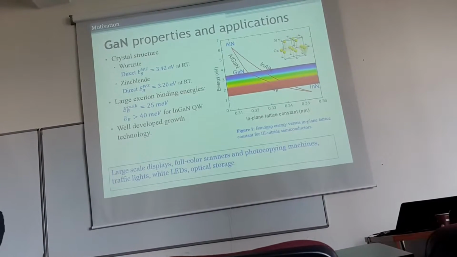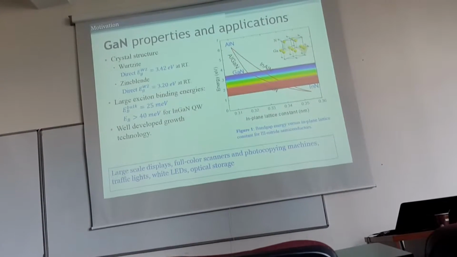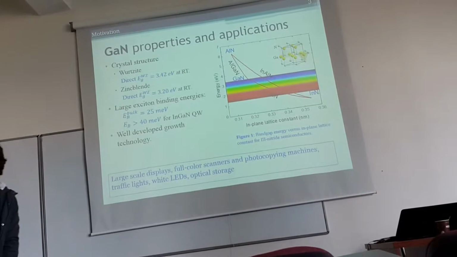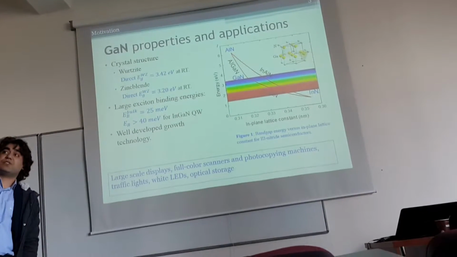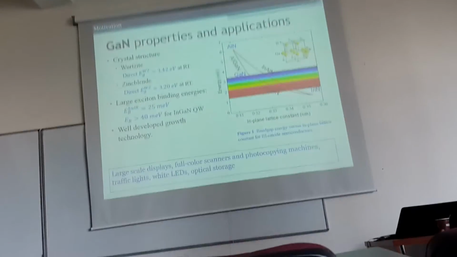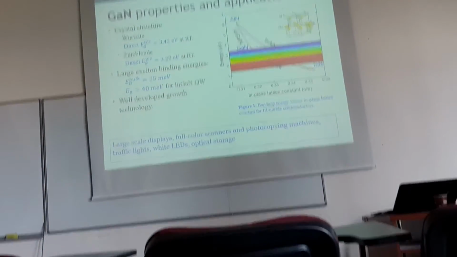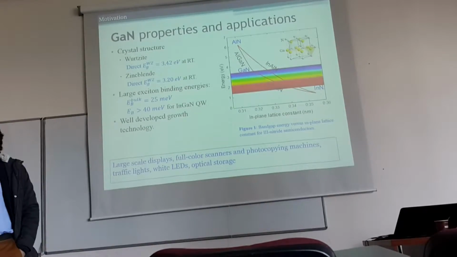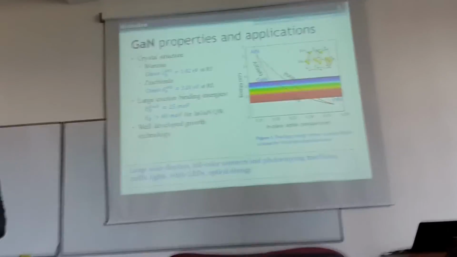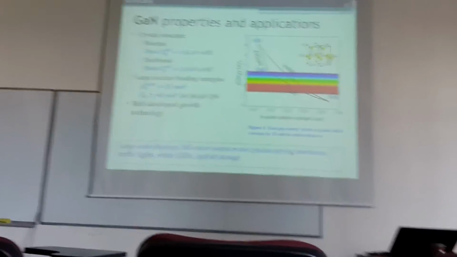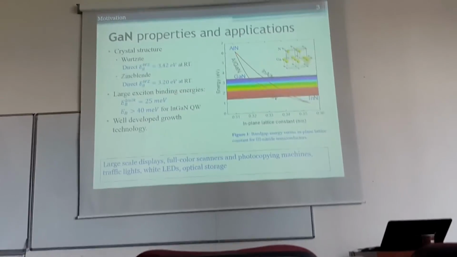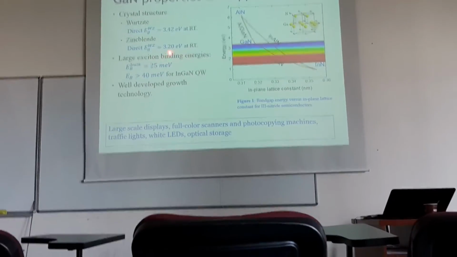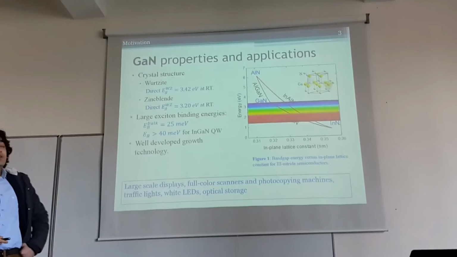Gallium nitride has two different crystal structures. One of them is the wurtzite crystal structure. It is a hexagonal structure. It has a bandgap energy of 3.42 eV at room temperature. The other crystal structure is the zinc blende cubic structure. It has a different bandgap, 3.20 eV at room temperature.